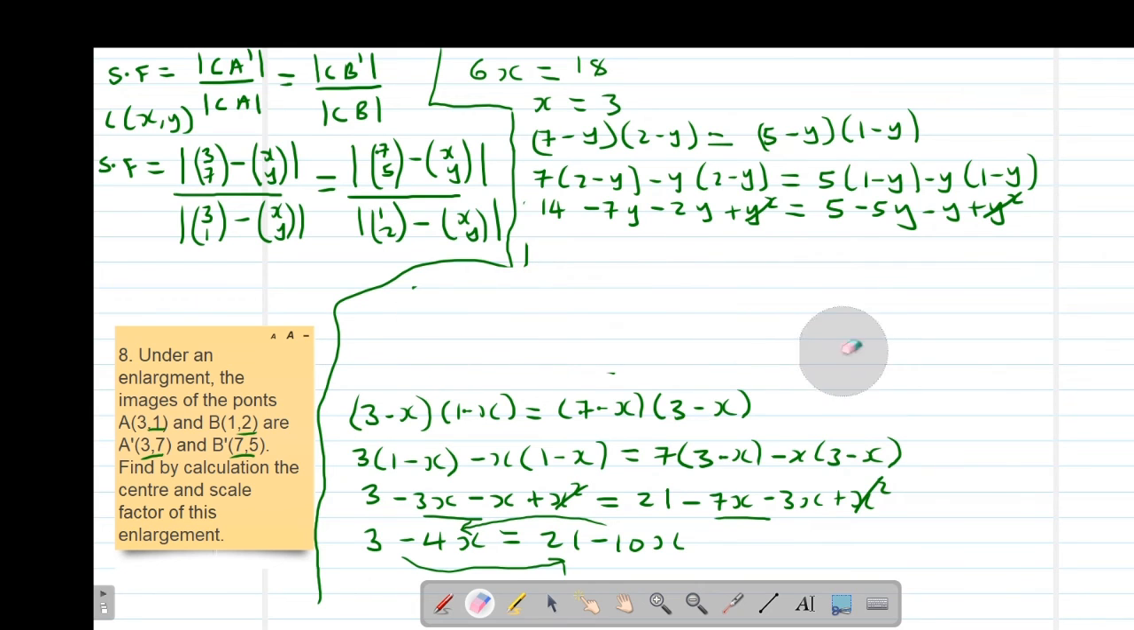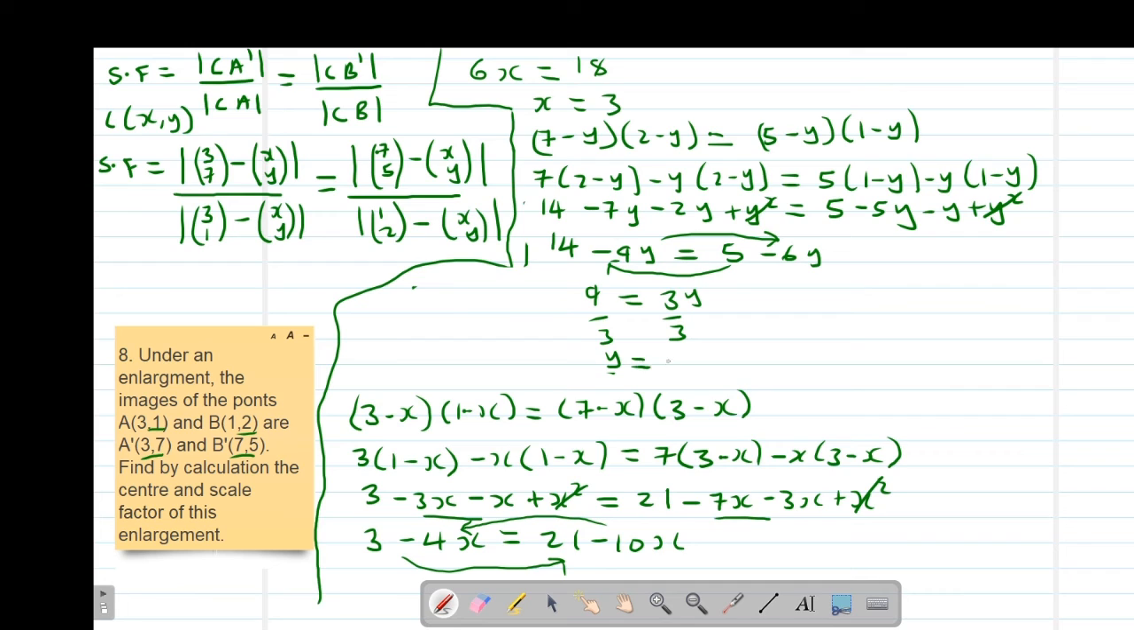So this should give me, if I collect the like terms, I'll have 14, then minus 9y, which should be equal to 5, then minus 6y. So on collecting like terms, I'll let y move to this side, then 5 to the other side. So if you take 14 minus 5, you're going to get positive 9. So it means 9 will be equal to negative 6 plus 9, which will give you 3y. So if you divide through by 3, it means the value of y will also be 3.